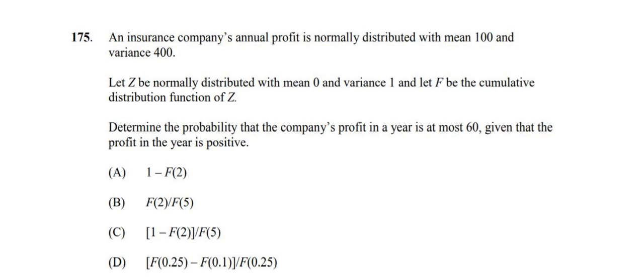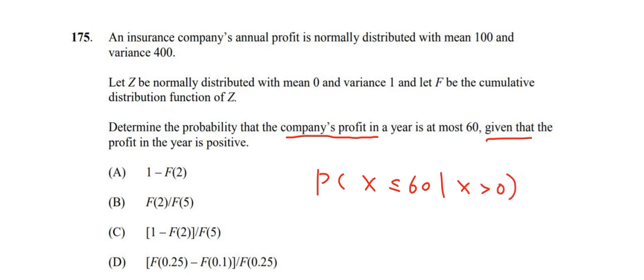Okay, so for this one, we want to determine the probability concerning the company's profit. So we put the profit as x. We want to find the probability that the profit is at most 60, given that the profit is positive, so x larger than 0. Here x is the company's profit.